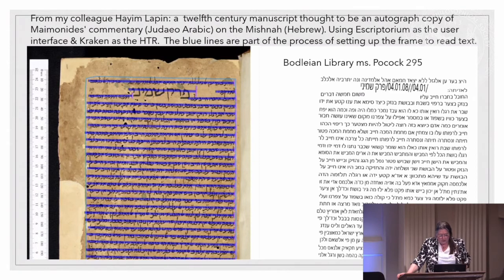He's able to use it here to transcribe a 12th century Judeo-Arabic manuscript, and you can see here the blue imprint is what you do when you have to hand set up every page, and you can see how he's doing that, and then he's able to get a transcription. Now he had to again train a model very particularly, but it's very successful.